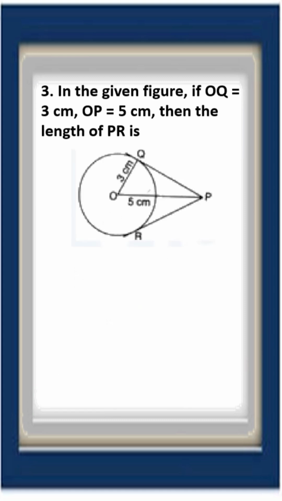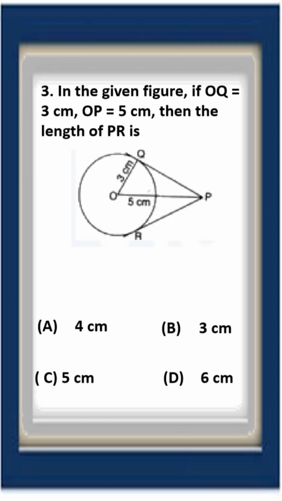In the given figure, if OQ is equal to 3 centimeter, OP is equal to 5 centimeter, then the length of PR is. 4 options are given. Option A 4 centimeter, option B 3 centimeters, option C 5 centimeter, option D 6 centimeter. Here PR is equal to PQ. Why? Tangents drawn from the external points are equal. It is drawn from the point P.